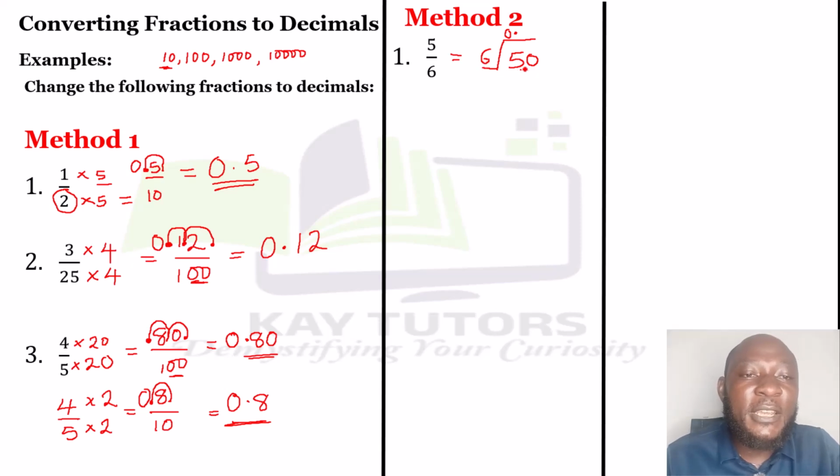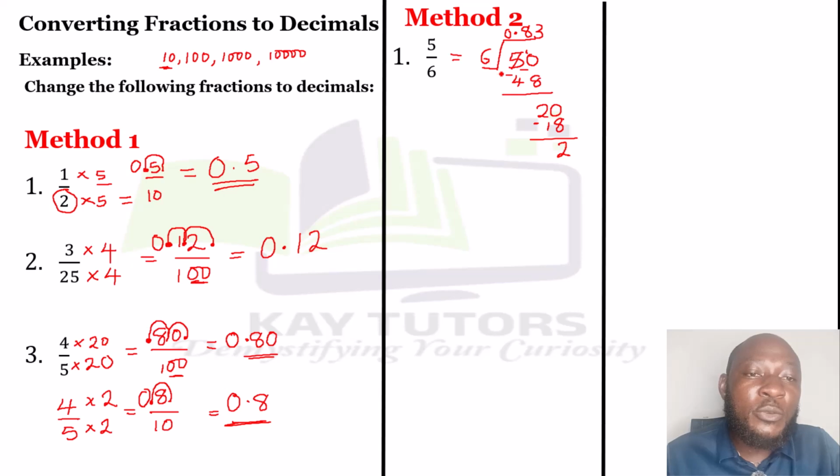As I am writing my point, I am adding 0 to 5 and this becomes 50. 6 into 50 is 8. 8 times 6 is 48. I'll subtract and I'll get what? 2. Now, since I already have my decimal point here, there is no need to put another decimal point because a decimal number has only 1 point. So since I have my decimal point here, all I need to do is to add another 0. 6 into 20 is 3. 3 times 6 is 18. I'll subtract again and I'll get 2.